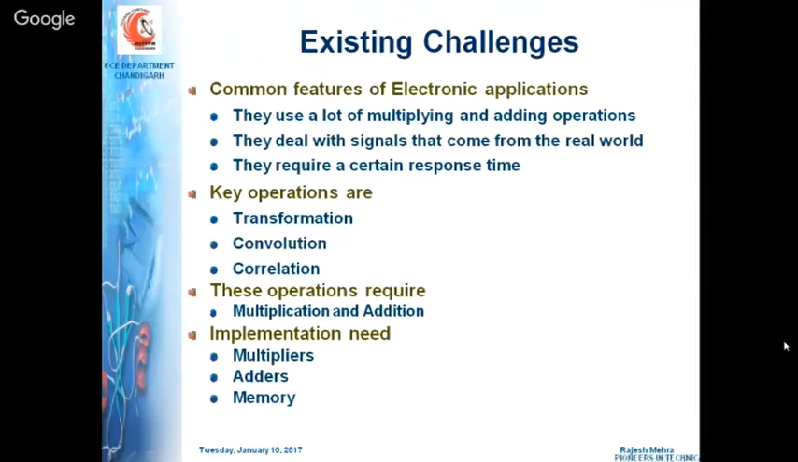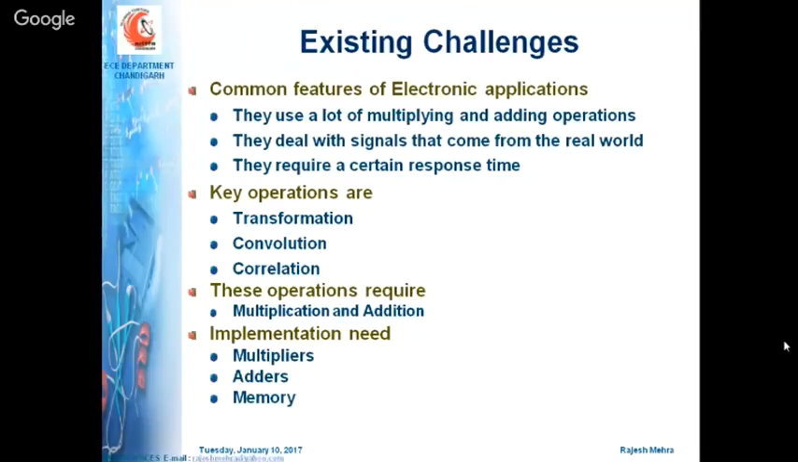So what are the existing challenges? Actually, whenever we go for any electronic system design, and in most of the applications we have discussed in our previous slide, whenever we perform any operation, in that operation most of the time we multiply and add.